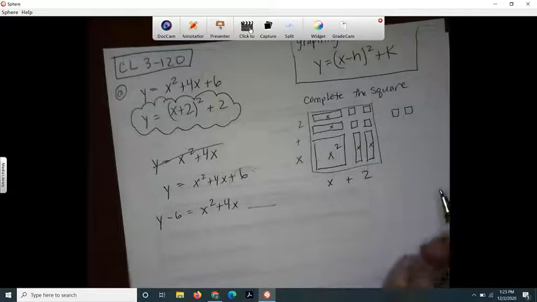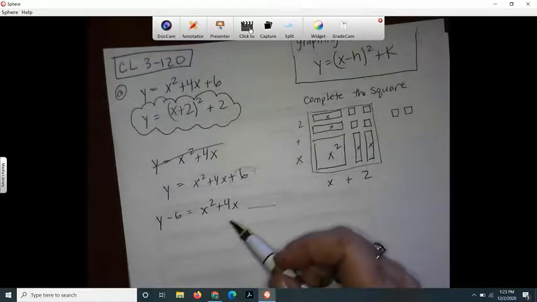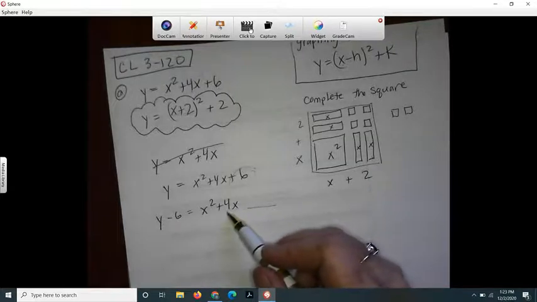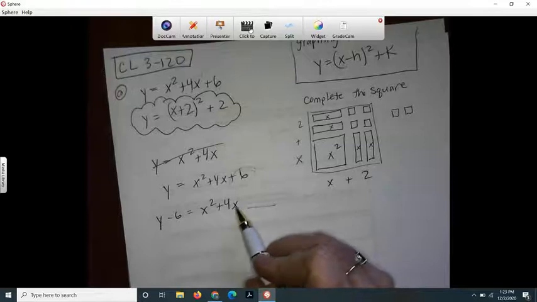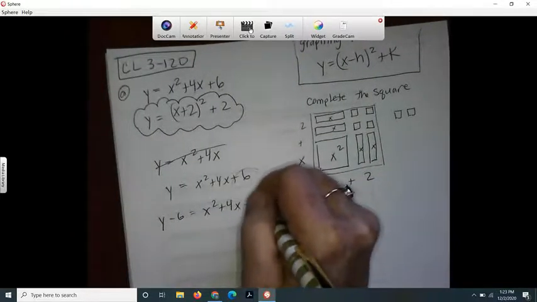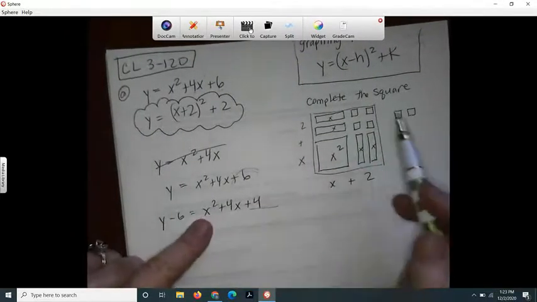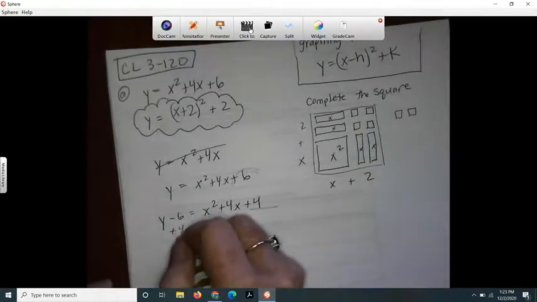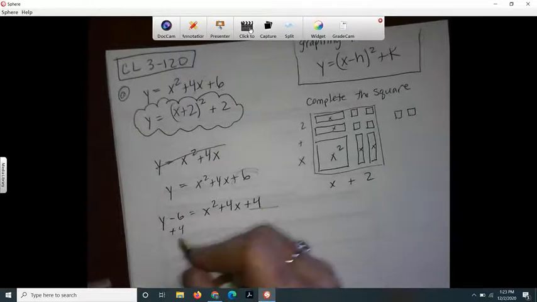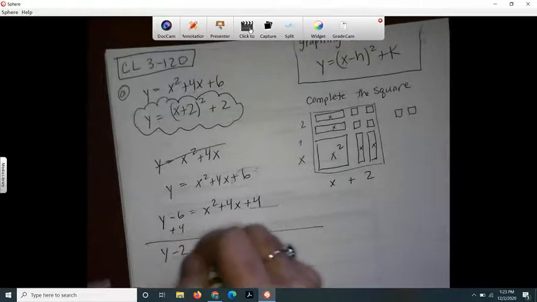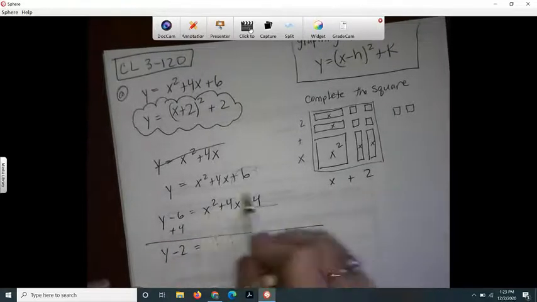That's where you're going to put your complete-the-square number. So what number do I need to complete a square on this right hand side? Well, you take half of the coefficient of x, which is 2, and you square it. So 2 squared, that's 4. So you're going to add 4 to both sides. And you can verify that because that is what you needed right here, isn't it? You needed 4. So if you add it over here, you have to add it over here.